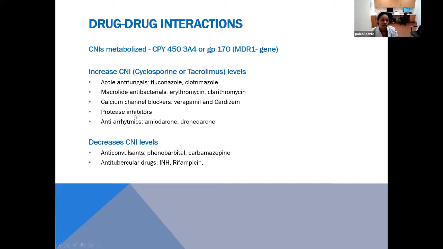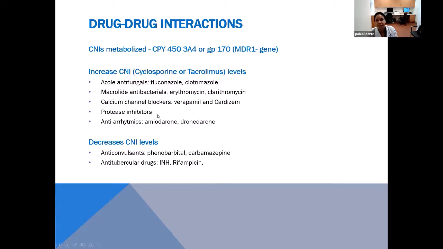So in our center, we try to avoid using CNI. We may use belatacept, which is the one that I told you blocks the co-stimulatory signal. So we may use belatacept instead. But if the patient is very sensitized, belatacept has a higher risk of rejection, so we may leave them on tacrolimus. It's just going to be incredibly difficult to adjust the dose.